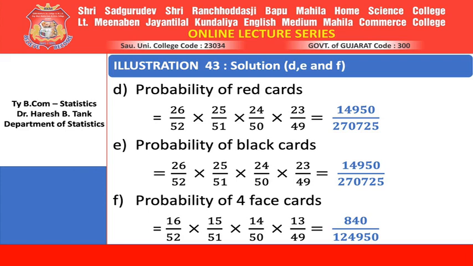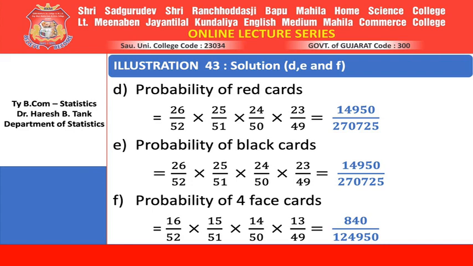The first black card 26 upon 52. Second black card after selecting first one 25 upon 51. After selecting first 2 cards 24 by 50. After selecting first 3 cards 23 upon 49. Similarly, make a product of those 4 probabilities comes to 14,950 divided by 2,70,725.